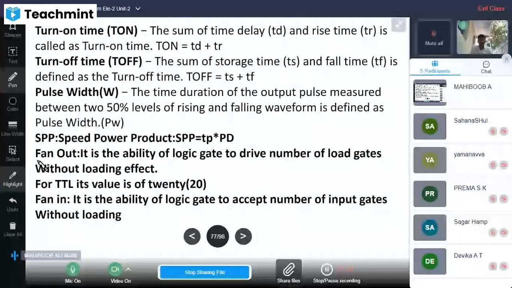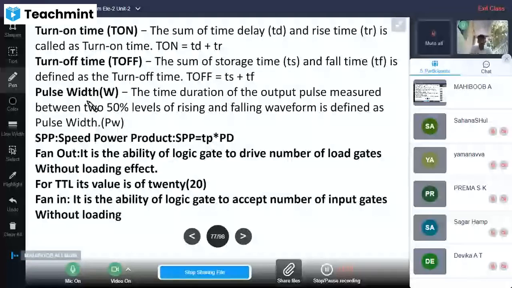Turn on time is the sum of the delay time TD and rise time TR: T on equals TD plus TR. Turn off time is TS plus TF, the sum of storage time and fall time. When a gate or logic circuit is turning on or turning off, these periods depend upon TD plus TR and TS plus TF. Those depend upon the manufacturing of that gate or logic circuit.